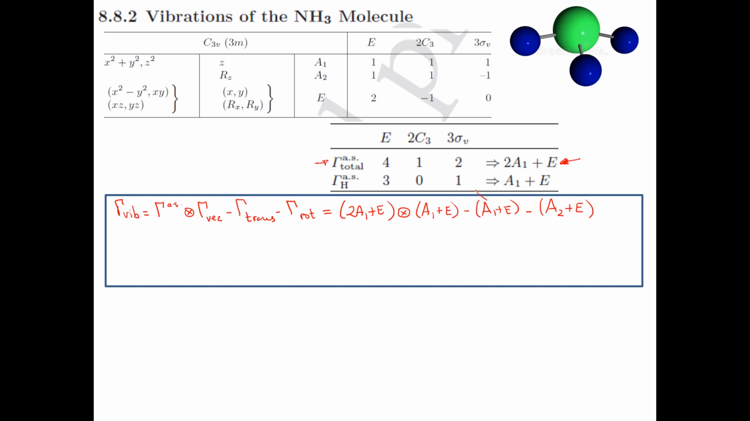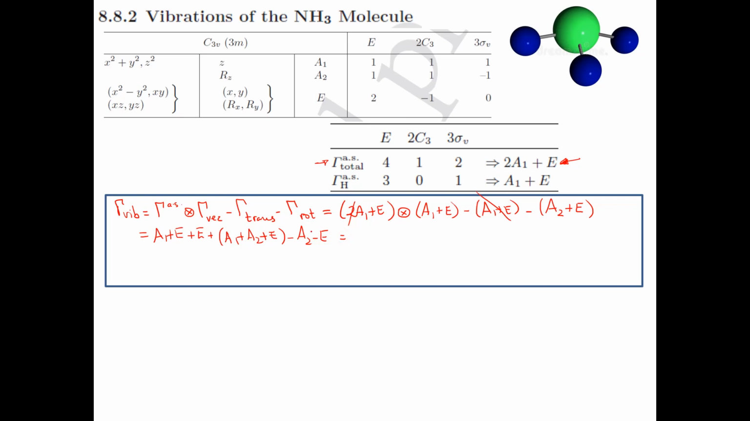Very good. So this cancels with the 2 here. So this is equal to A1 plus E plus E. So E times E. It's a four-dimensional representation with characters 4, 1, 0. You can check that this is equal to A1 plus A2 plus E. Okay? Minus A2 minus E.